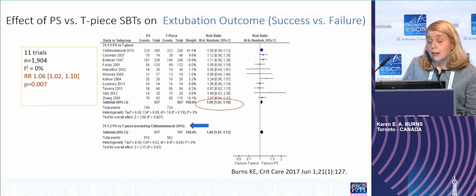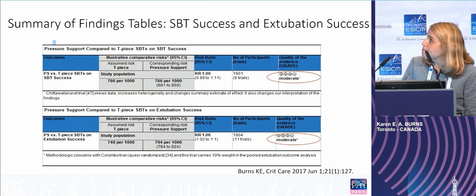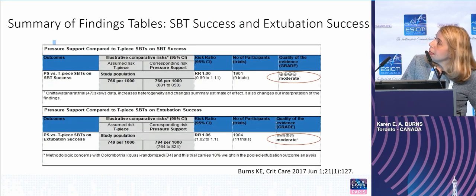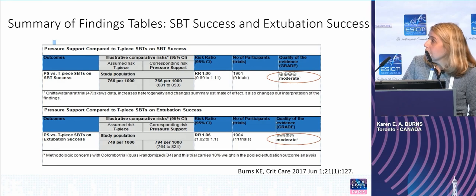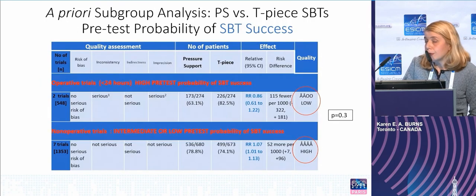So no effect on SBT outcome, but more patients will remain successfully extubated after a pressure support SBT. And when we look at the summary of findings table and GRADE, we see that there was moderate quality evidence for both of these outcomes, the effect of pressure support versus T-piece on SBT outcome, as well as the effect of pressure support versus T-piece on extubation outcome. So pretty good certainty or high quality evidence.